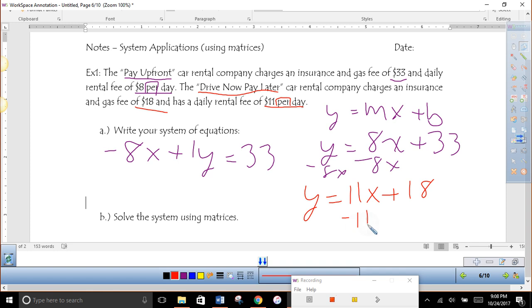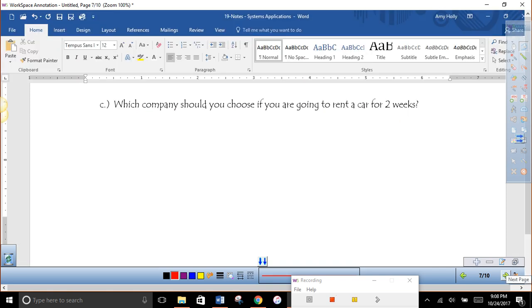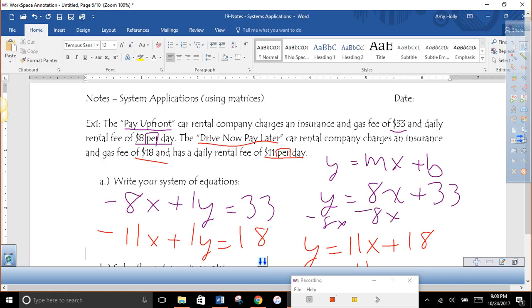And you're going to do the same thing and subtract the 11x to the other side. Okay, so I have negative 11x plus 1y equals 18. Okay, and now we're going to break these down into those three matrices that we use to solve systems. The two variables, so you would absolutely be expected to be able to do it without a calculator.